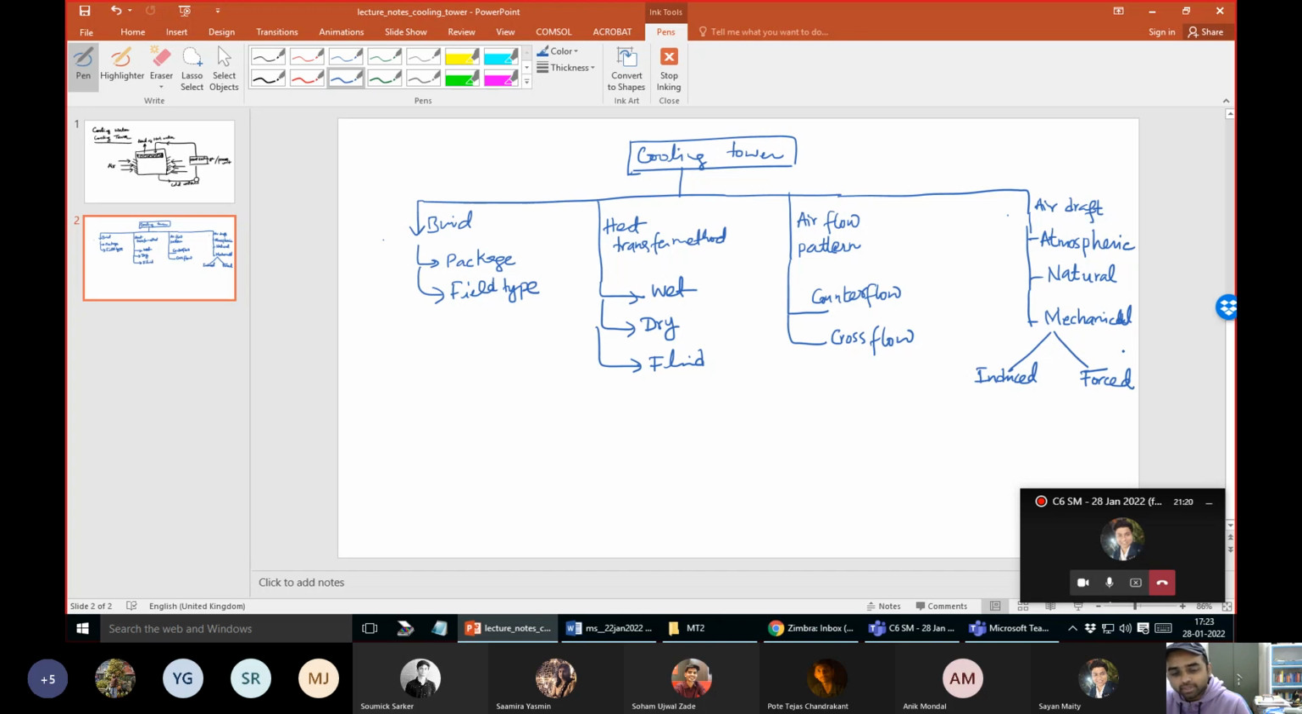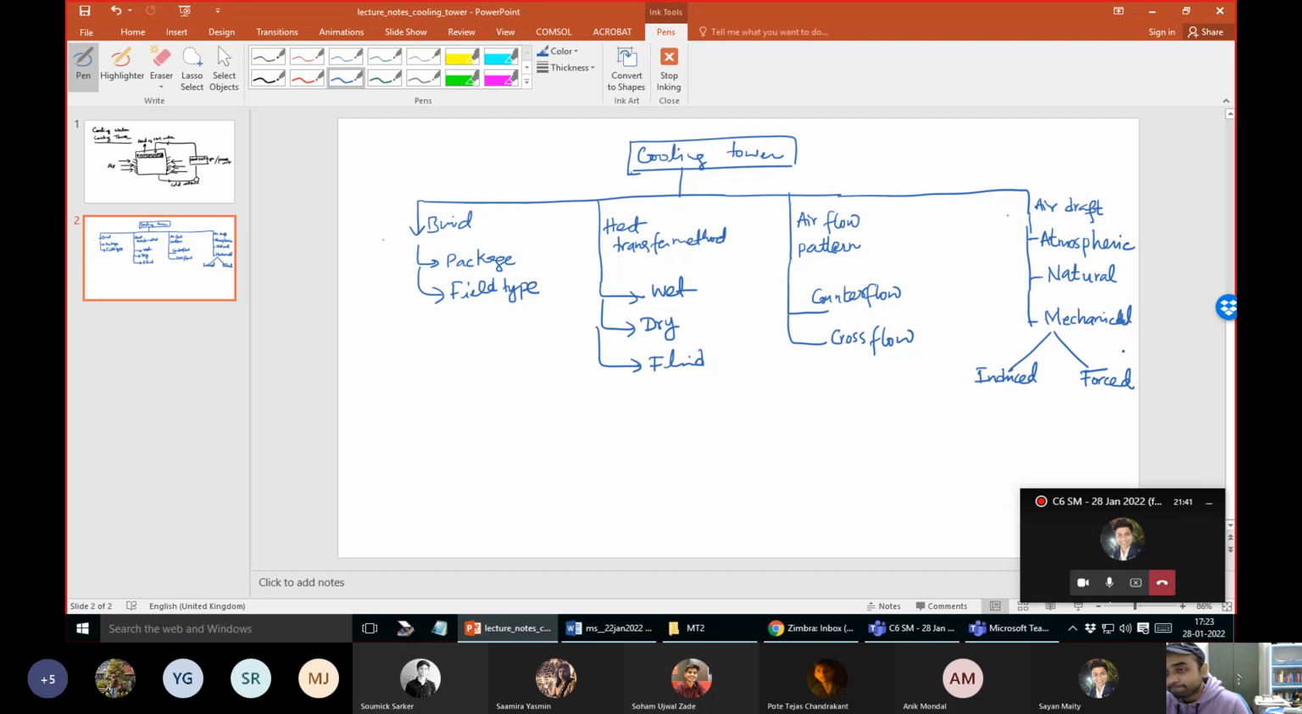Mostly the wet types are very common, but in some situations where you cannot afford to lose that amount of water, then the dry methods or the fluid method should be preferred. In the case of airflow pattern, what we call as a counter.